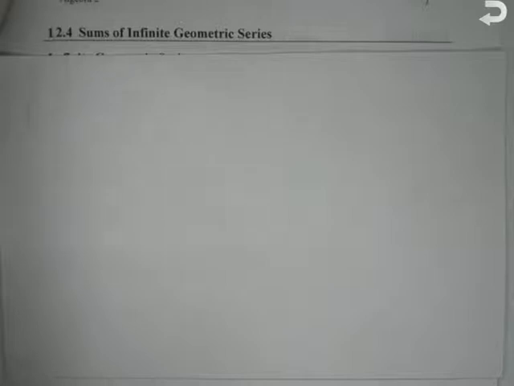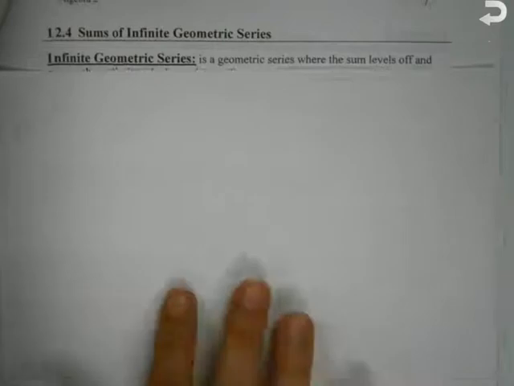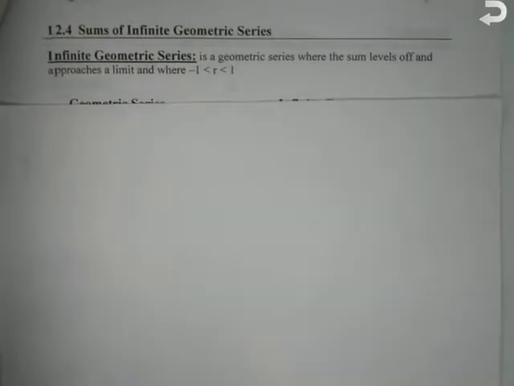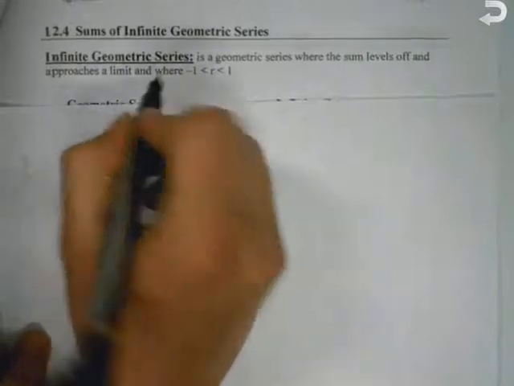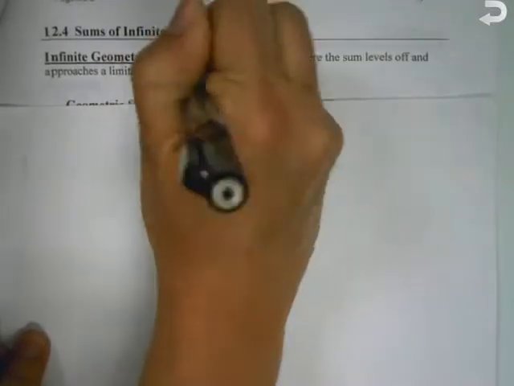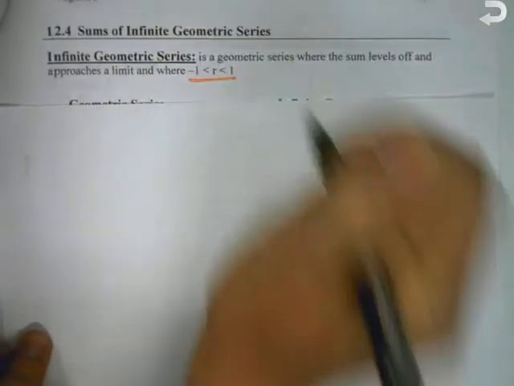So today we are taking sums of series, and these are geometric series, and it is a little bit different when we have an infinite geometric series, but we can find the sums of them. Okay, so an infinite geometric series is a geometric series where the sum levels off and approaches a limit where -1, underline this, is less than r is less than +1.